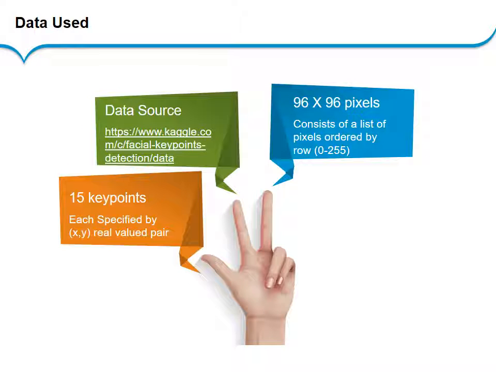The data used in this project was taken from Kaggle. Each predicted key point is specified by an XY real-valued pair in the space of pixel indices. There are 15 key points. The input image is given in the last field of the data files and consists of a list of pixels ordered by row, as integers from 0 to 255. The images are 96 by 96 pixels.